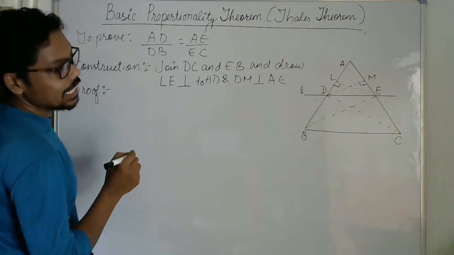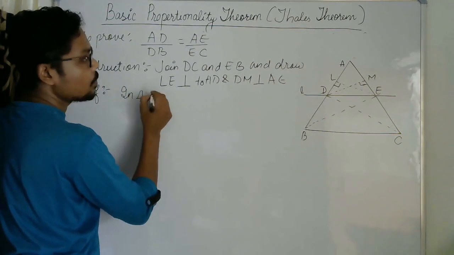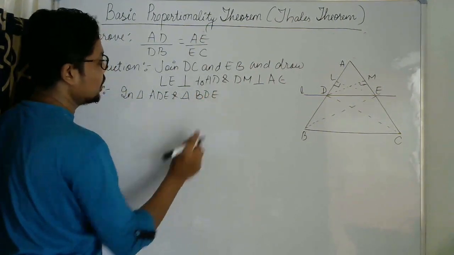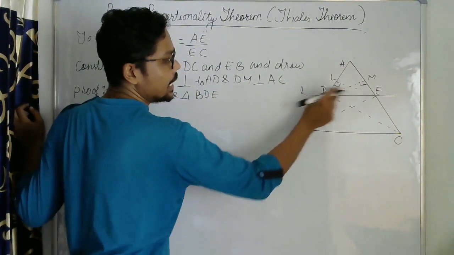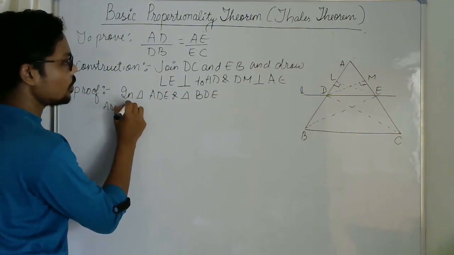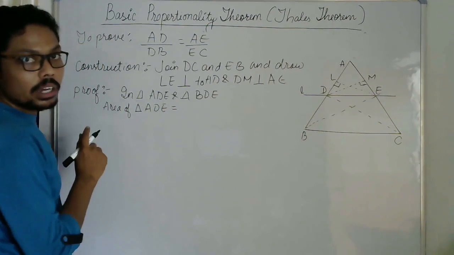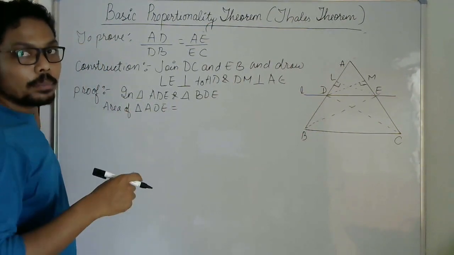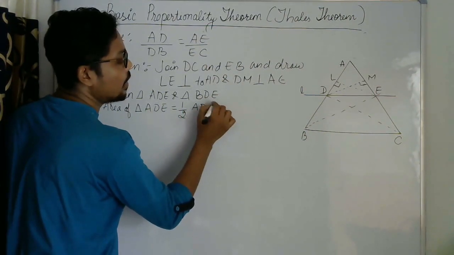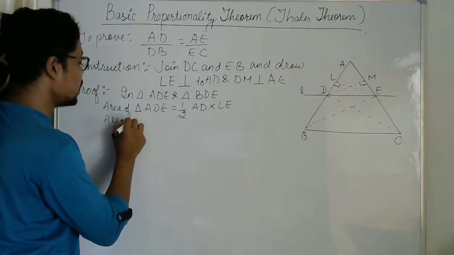So now we'll take the two triangles, that is triangle ADE and triangle BDE. So we'll find the area. So the area of triangle ADE. What is the formula for the area of a triangle? That is half base into height. So this will be half, and the base is AD, and the height is LE.